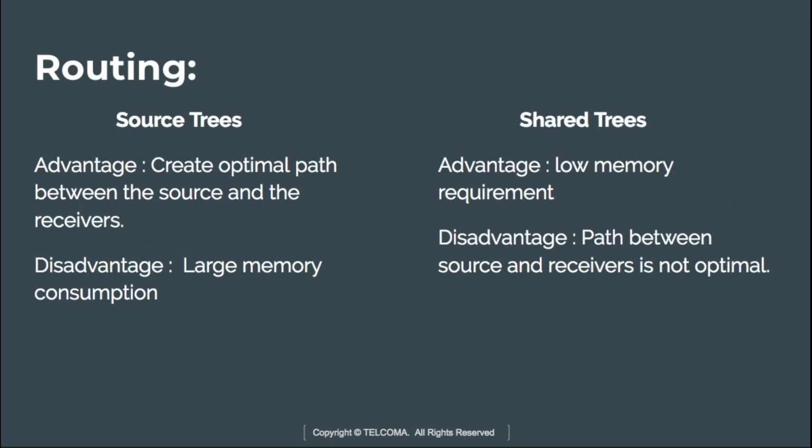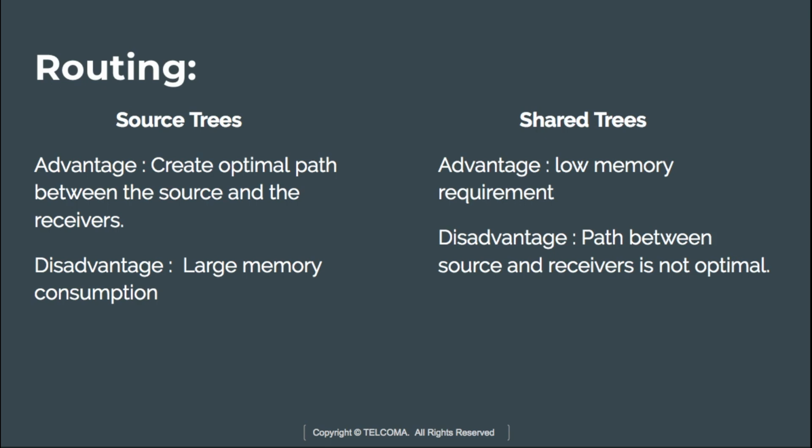There is a difference between the source tree and the shared tree. The advantage of the source tree is that it creates an optimal path between the source and the receiver. This results in a minimum amount of network delay for forwarding the multicast traffic in the network. This advantage of the source tree is the disadvantage of the shared tree. In a shared tree, the path between the source and various receivers is not optimal under some conditions, and it introduces some delay in packet delivery.